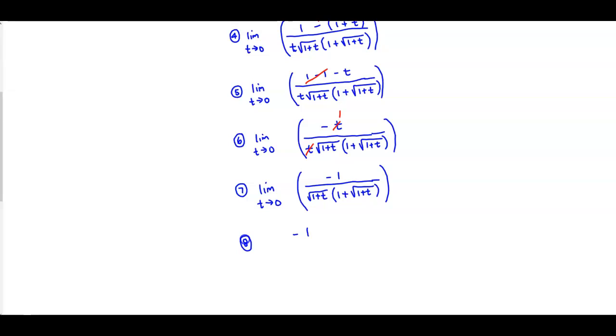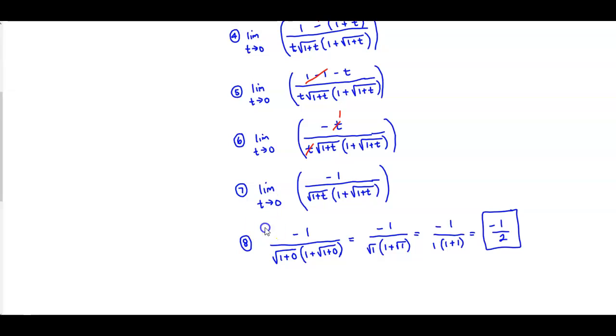So we have -1 over the square root of 1 plus 0 times 1 plus the square root of 1 plus 0. So we get -1 over the square root of 1 times 1 plus the square root of 1. Well, we know that the square root of 1 is 1. So we have 1 times 1 plus 1, which becomes -1 over 2. So therefore, there is our result.